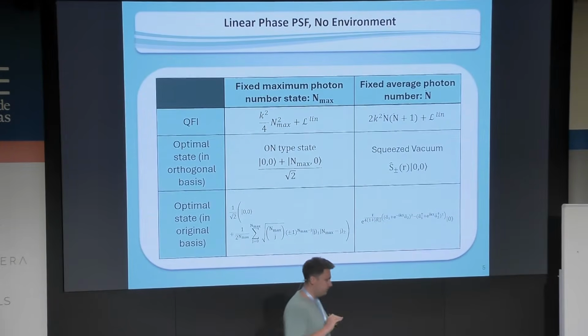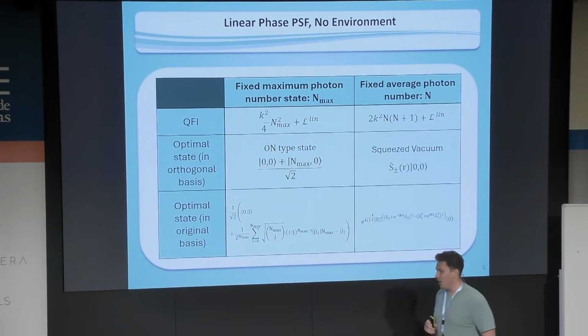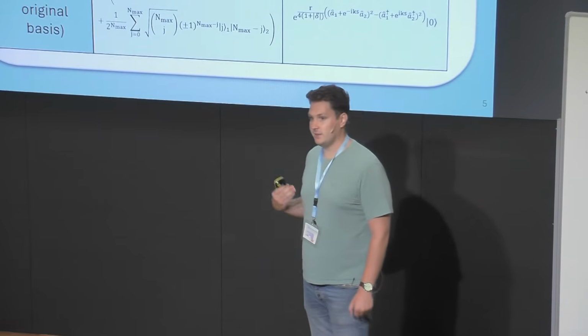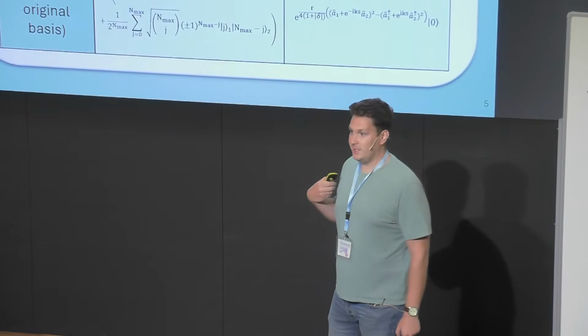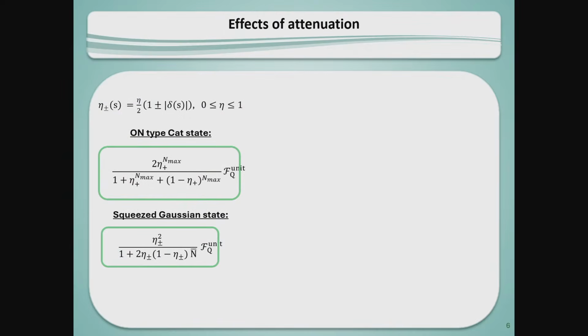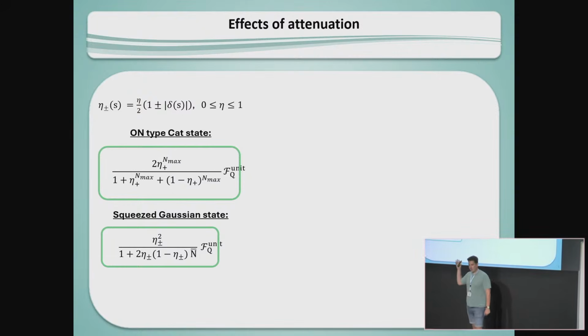Now, so far we've ignored the environment. So what happens if we turn the environment on? Now the photons will interact with the environment and there will be losses. So as you would expect, it destroys everything. In the quantum Fisher information, in front of the Heisenberg term, you will get these coefficients that are exponentially suppressing this n squared term.